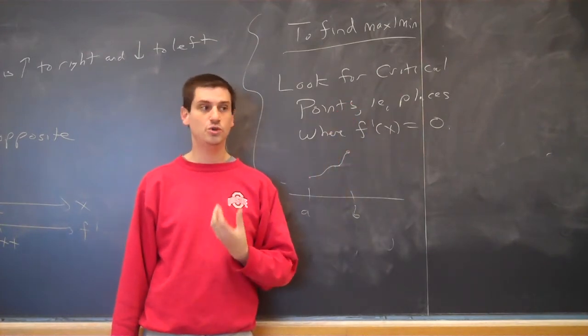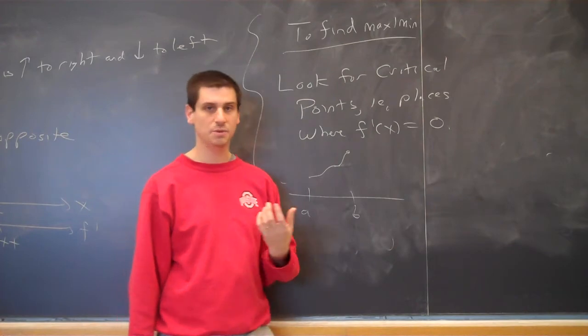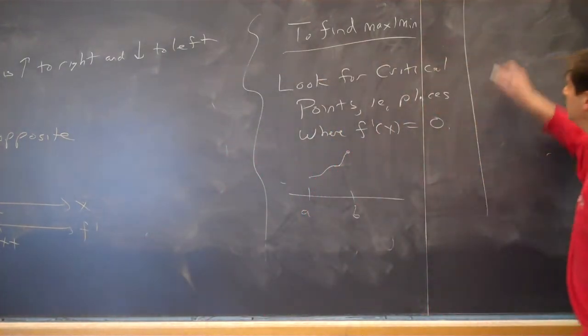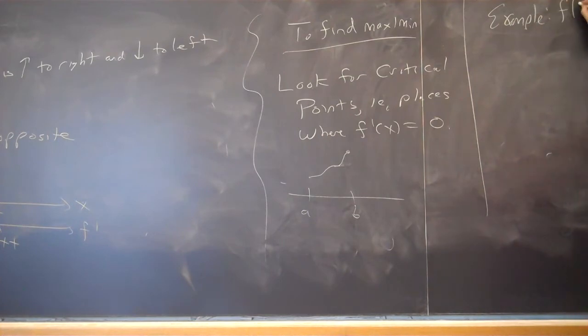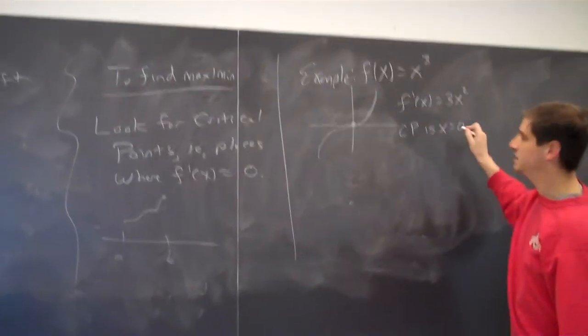And in fact, you could have a critical point that's not a maximum or minimum. So a great example is f of x equals x cubed. And so if you plot this function, it's going to look like this. So f prime of x is 3x squared, critical point is x equals 0.